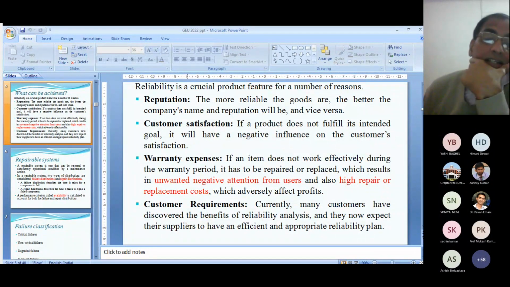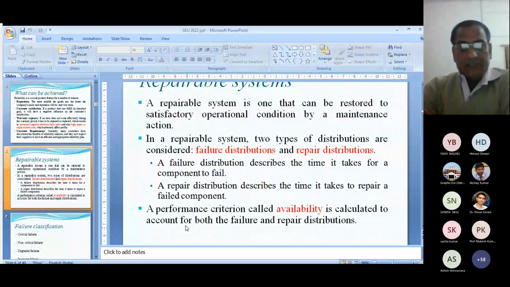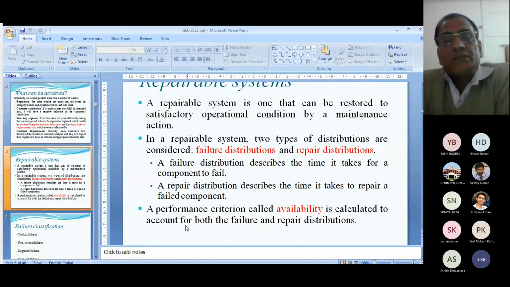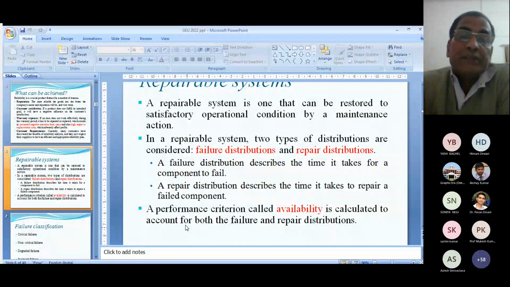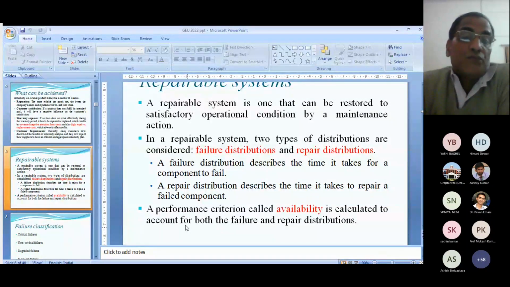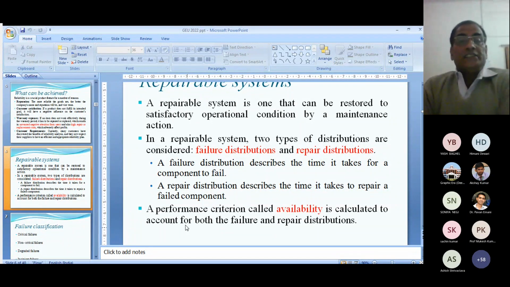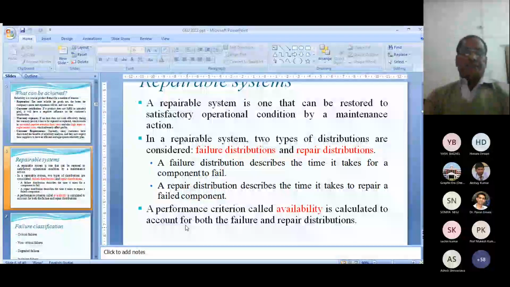As I said earlier, failures in a system are not uncommon. If failures are there, then definitely we will be going for repairs. And if we are going for repairs, then there are two types of distributions as far as analysis is concerned: one is the failure distribution, and the other is the repair distribution. These distributions depend upon the product we are dealing with, and accordingly they can be decided.